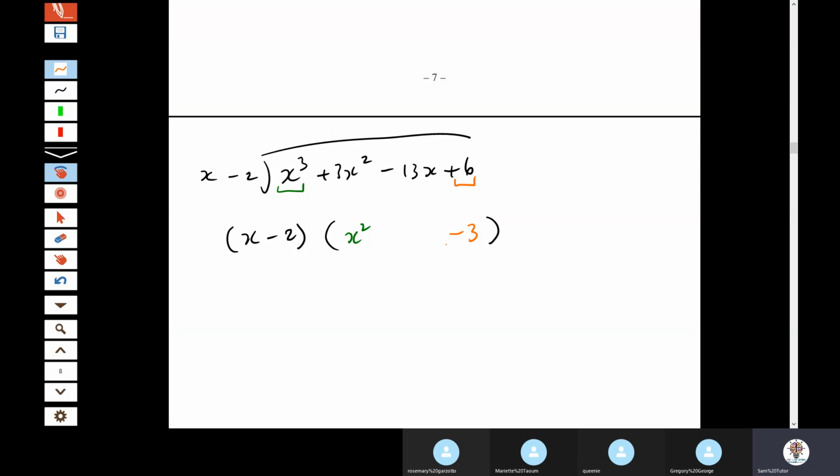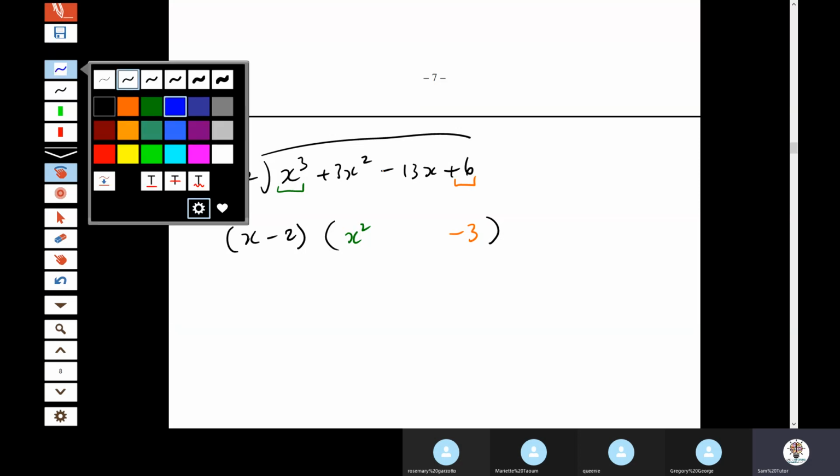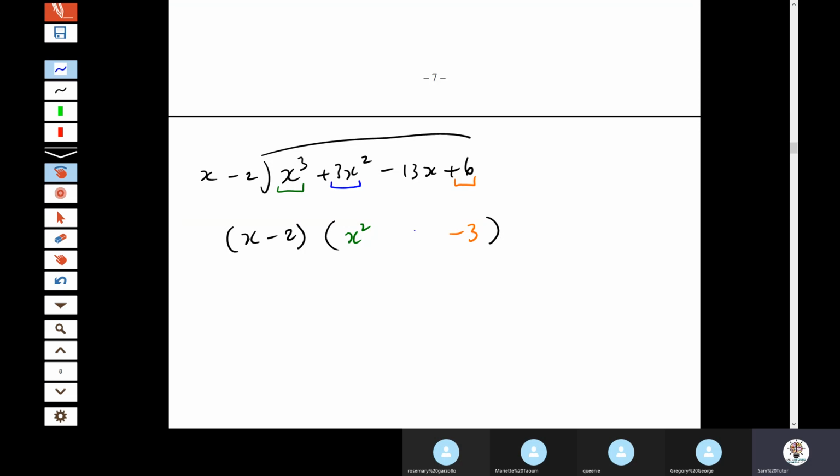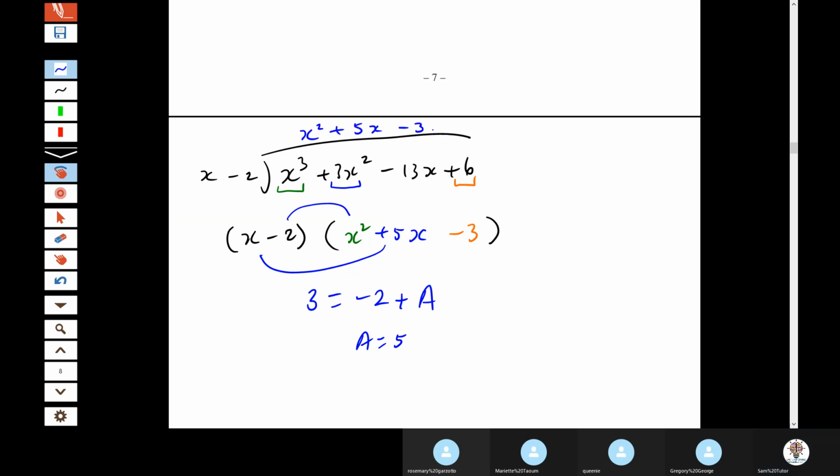I'm already 66% there. I just need to find the middle term. The middle term is going to be found by this guy here, 3x squared. You know that's going to be an x, right? So you want to get 3. How do you get 3? You're going to get 3x squared from negative 2x squared and this one, which we're going to call a. Does that make sense? So therefore a equals 5, and you're done. You factorized without actually factorizing. So if you did long division, you guys should get x squared plus 5x minus 3. Happy days? 3 marks.